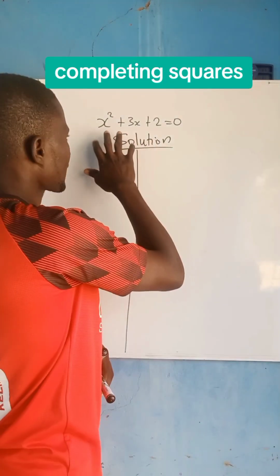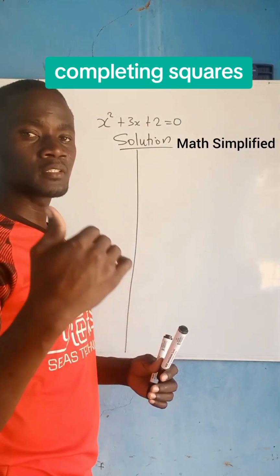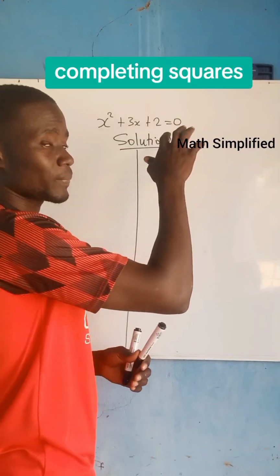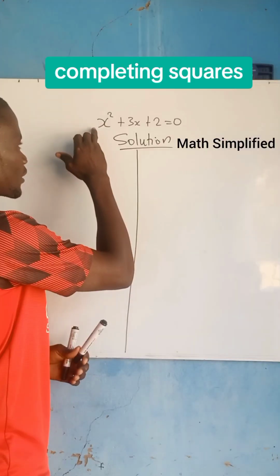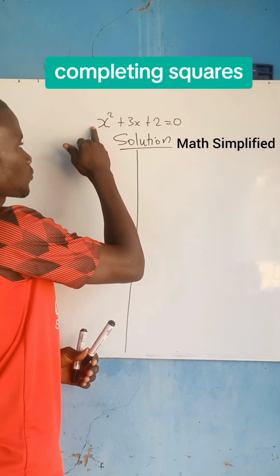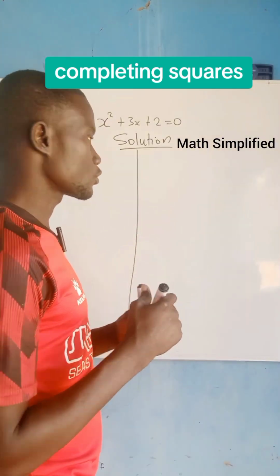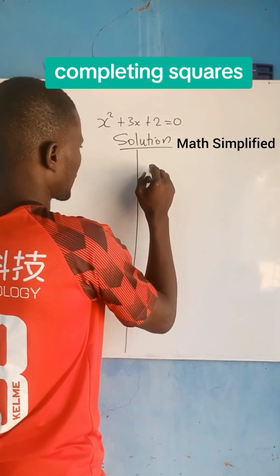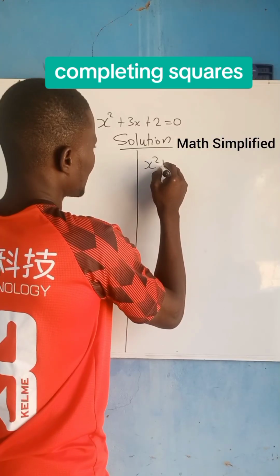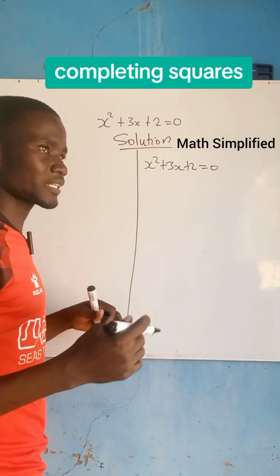This is a quadratic equation, and I want to use the method of completing squares to solve this particular question. When you're using that particular method, you make sure that the coefficient of x squared is 1, and here the coefficient of x squared is already 1. So there's no problem with using the method of completing squares. So let me write my equation down and we start solving.